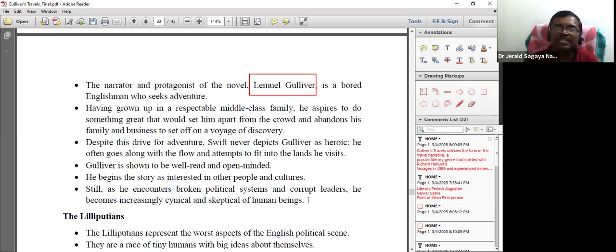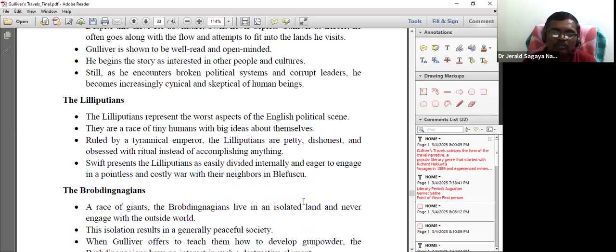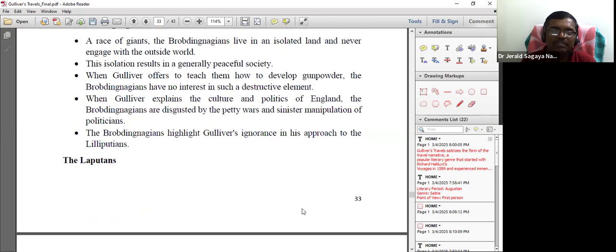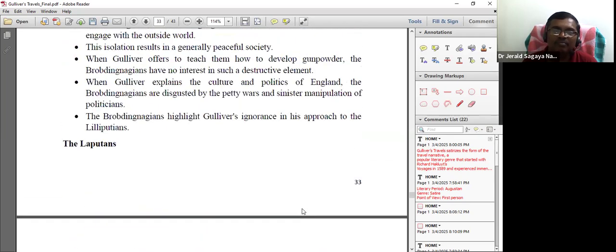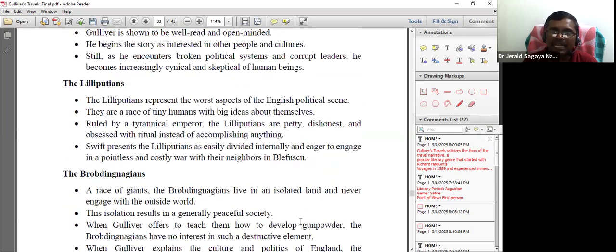And the first journey that he makes is to a land called the Lilliputians, the land of Lilliput. Are you with me, teachers? Yes, the first journey he makes is to the land of the Lilliputs. And what is interesting, it has been made into a movie. You will find that this is a land of tiny creatures, 6 inch tall.